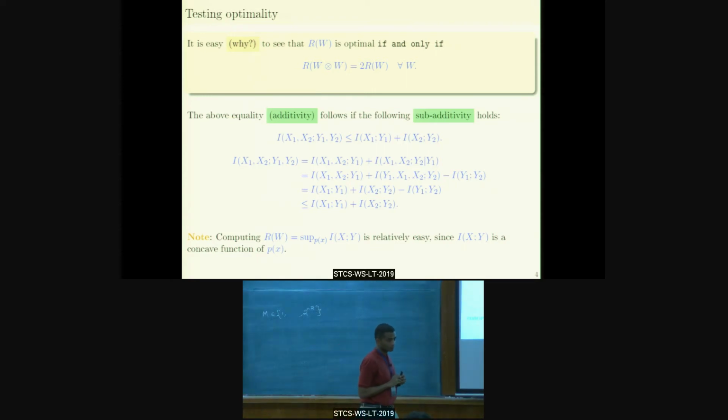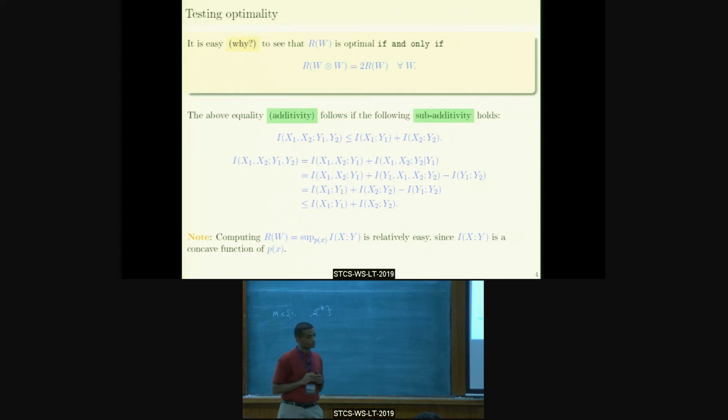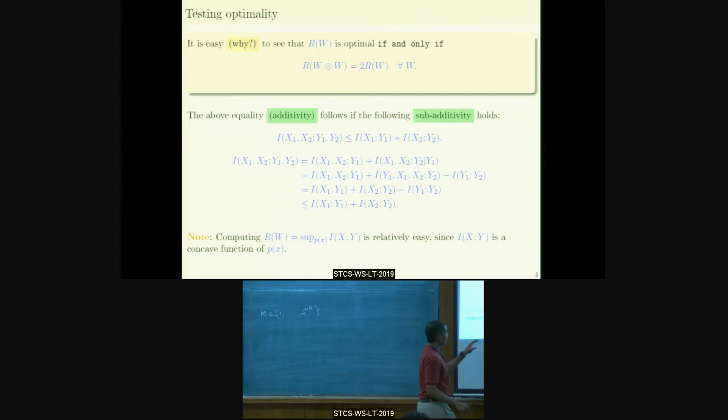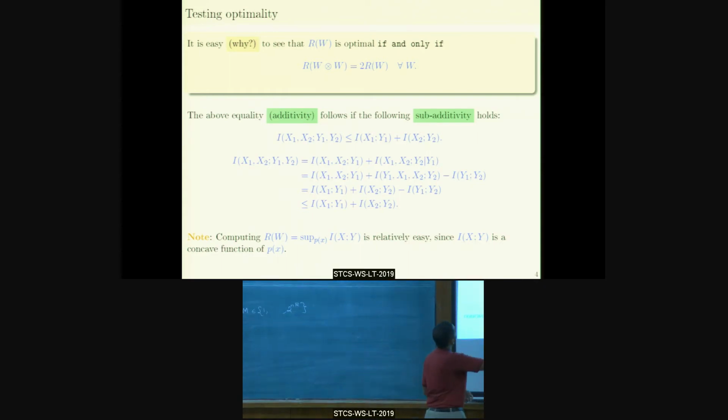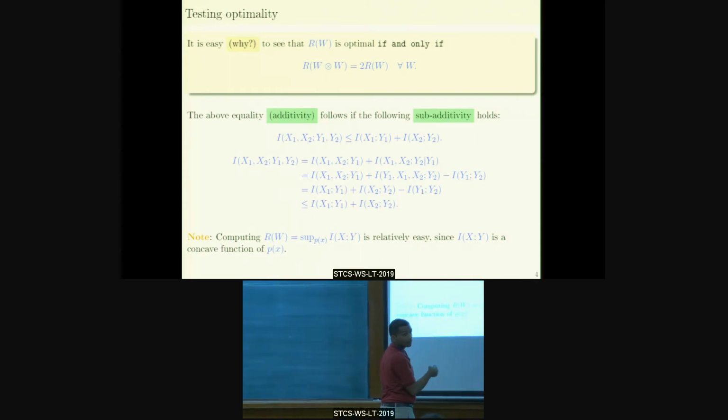It's an operational definition. So the question is, we want to check whether the random coding rate is the capacity. Shannon showed that you can achieve this. And the question you're trying to ask is whether that is the best you can achieve. And I claim that to test that, it's enough to check this equality. And how do you check this equality? By using this subadditivity.